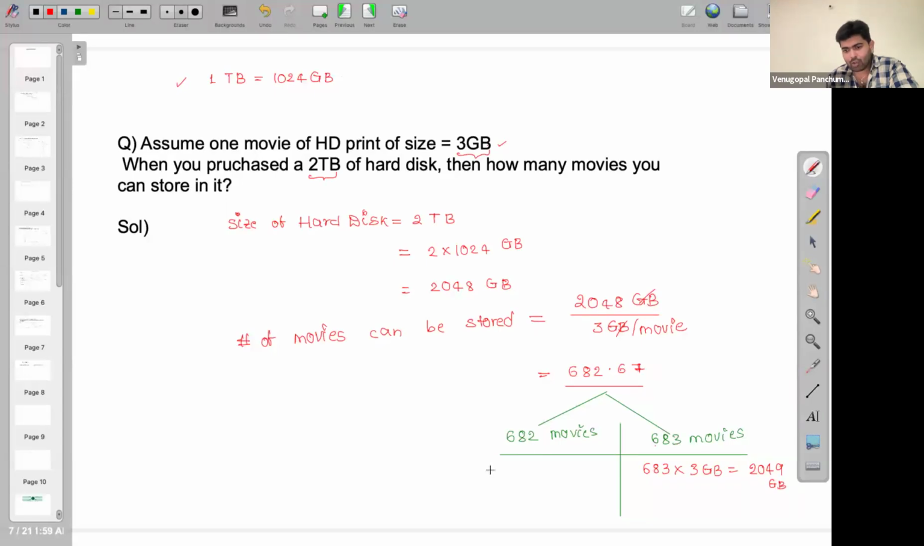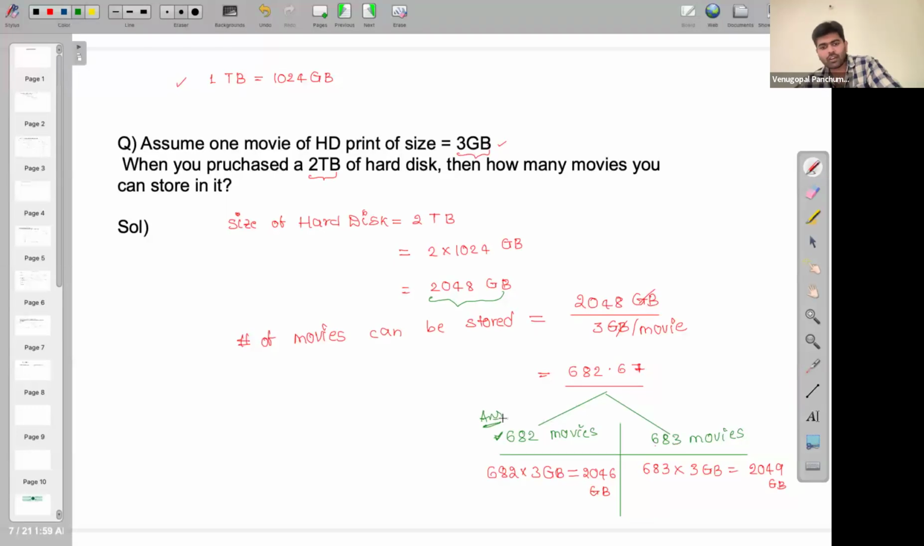Whereas to store 682 movies, how much GB is required? 682 into 3 GB. This is how much? 682 into 3. 2046 GB. Your hard disk capacity is how much? 2048 GB. So now tell me which one is correct? 682 or 683? 682 is correct, right? So this is the answer.